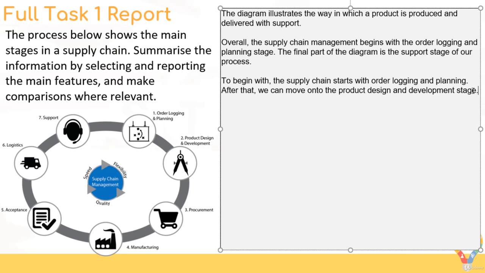And quite simply we can write, next, materials and supplies are procured in order to create and build the necessary product. Okay, let's just have a quick read back. To begin with, the supply chain starts with order logging and planning. After that, we can move on to the product design and development stage. Next, materials and supplies are procured, and there we have an example of a passive sentence, are procured in order to create and build the necessary product.